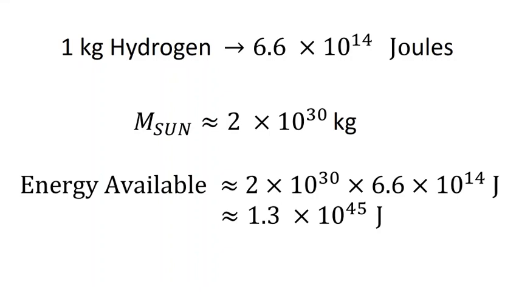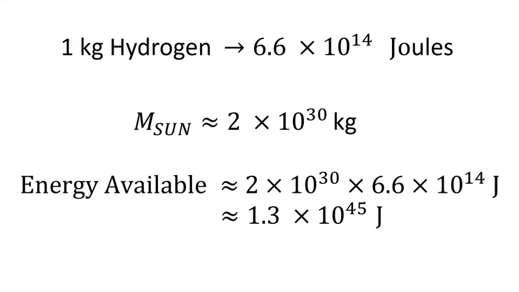Now, so 1 kilogram produces that amount of energy. So you can ask the question how much energy is available to be liberated in a star like the sun. Well, let's just assume that the sun is made entirely of hydrogen. It's not actually, but let's just assume that for the sake of argument. And we know, because I sprang it on you in the first episode, that the mass of the sun is about 2 times 10 to the 30 kilograms.